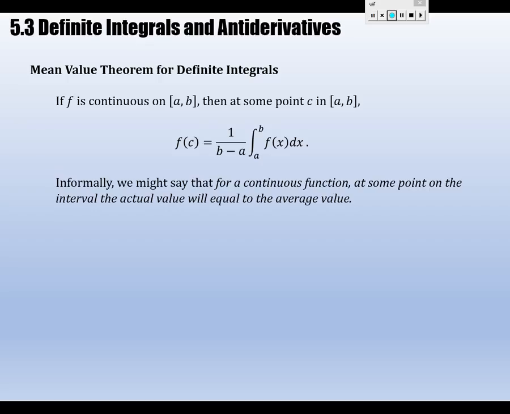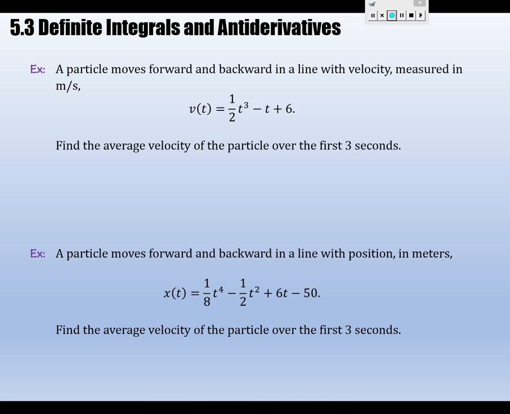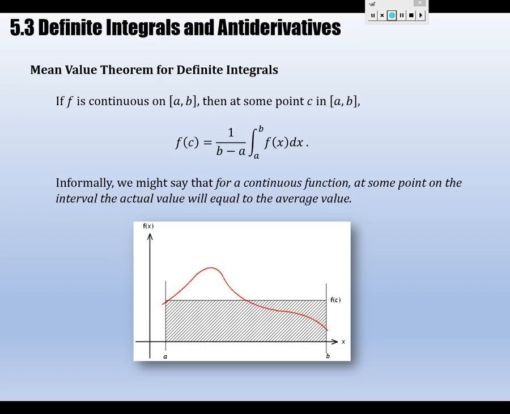Or said another way, that smushed rectangle, the rectangle that we drew, that horizontal line should cross the function somewhere, right? Which seems to have been true for all the pictures we've drawn so far. But we're just now saying that that's universally true. There will always be at least one point where that happens. So you can actually see that there might be 2 places on this curve where that happens for this particular drawing that's down here.